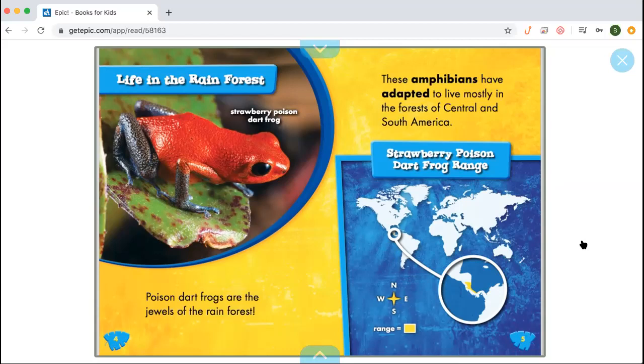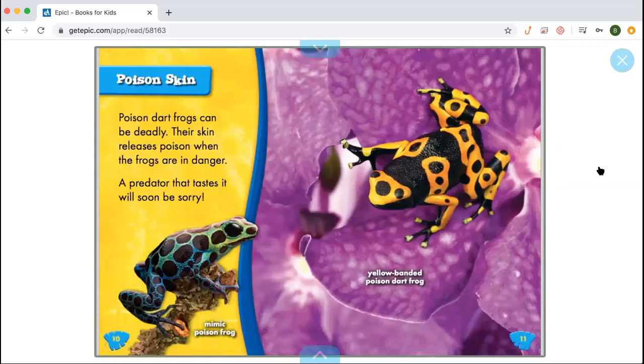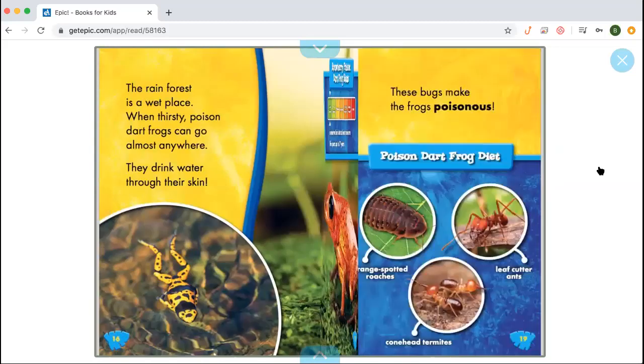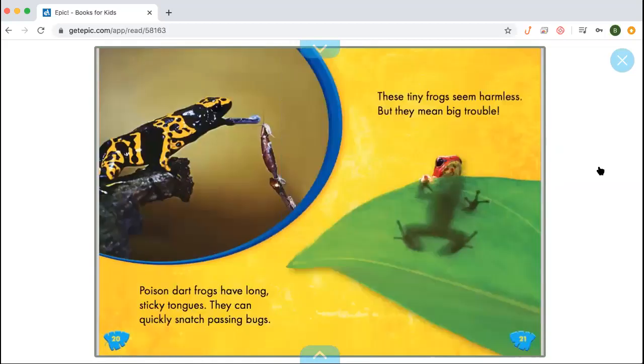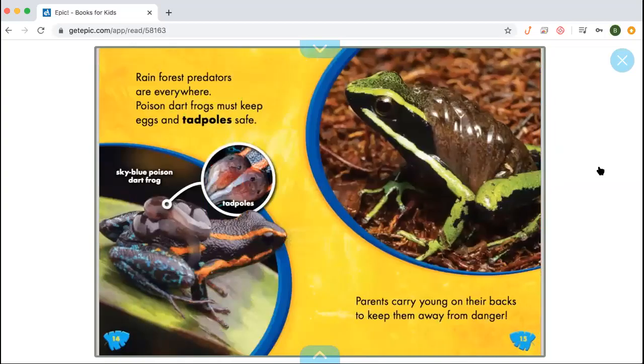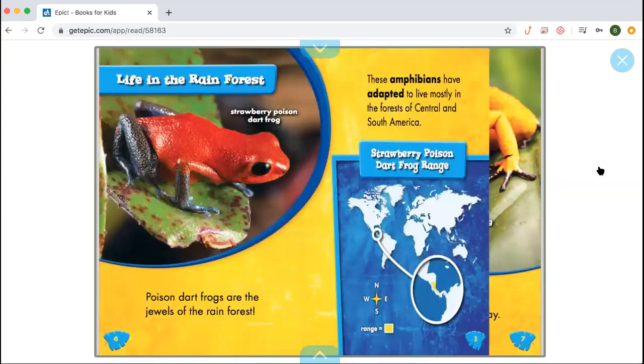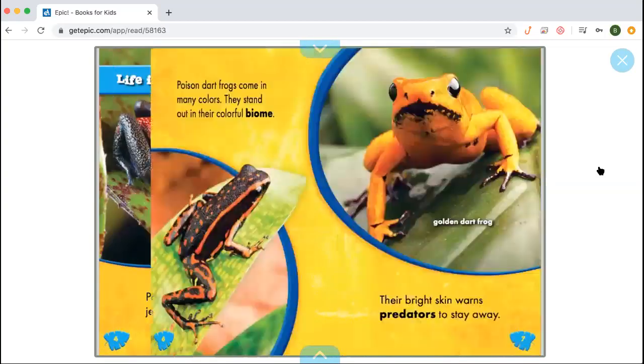So if we don't know what adapted means, it's bolded, it's darker than the other words. So I'm going to go to the glossary because readers go to the glossary when they don't know what a word means. It says adapted means that it's changed over a long period of time. So the poison dart frog has changed, and that's what allows it to live where it lives now.